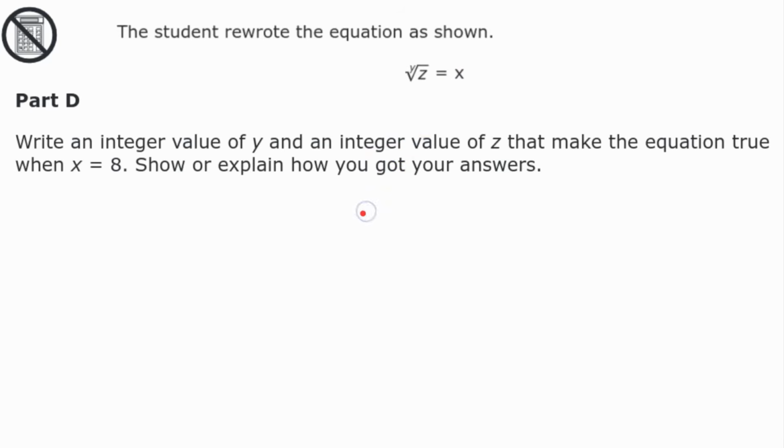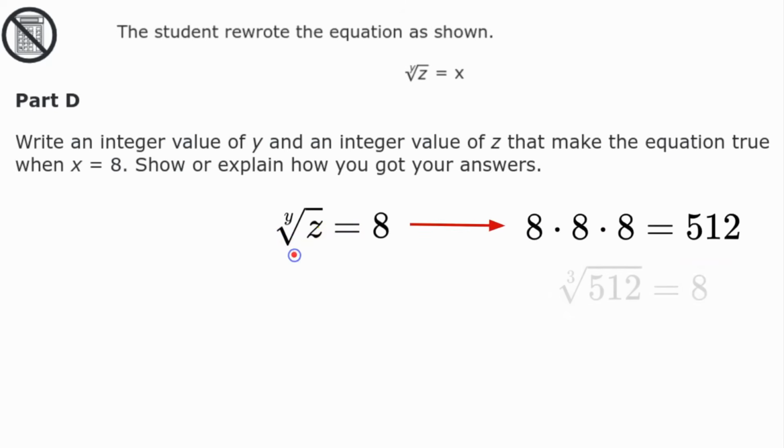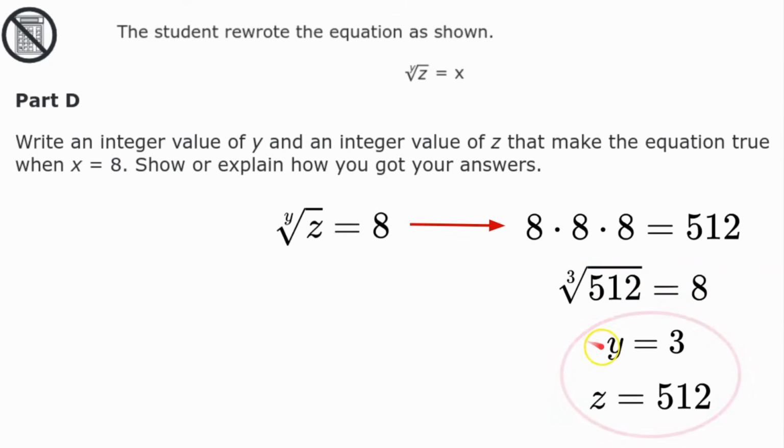Welcome back. So when we're looking at it this way, we know that 8 times 8 times 8 is 512. So the cube root of 512 is 8. So when y is 3, z has to be 512.